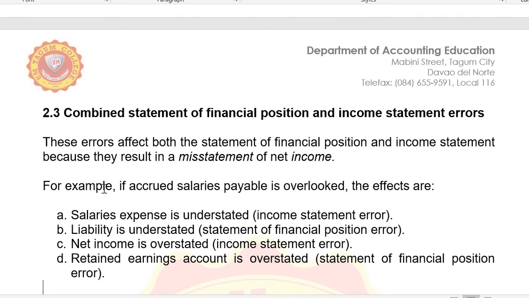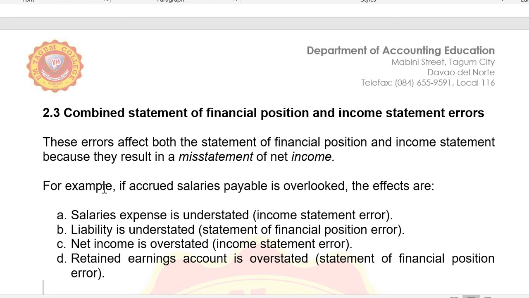Now, for example, if accrued salaries payable is overlooked, the effects are, okay, ito siya. So, salaries expense is understated, no? Income statement error. So, of course, hindi ka naka-accrue ng salaries, of course, your salaries expense is understated. And kung hindi ka rin naka-accrue ng salary, di ba, the entry is debit, salaries expense, credit, accrued salaries payable. Of course, liability is also understated or statement of financial position error. And net income is overstated, no?